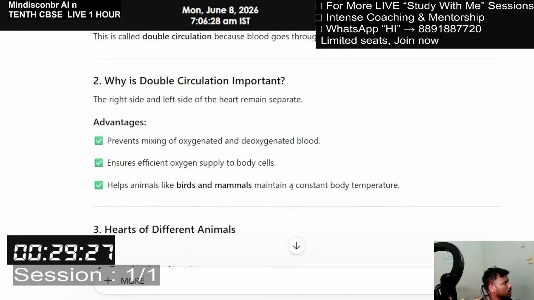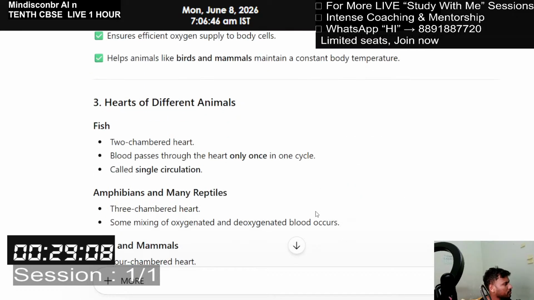Why is double circulation important? The right side and left side of the heart remain separate. Advantage: it prevents mixing of oxygenated and deoxygenated blood, ensures efficient oxygen supply to body cells, and helps animals like birds and mammals maintain a constant body temperature.